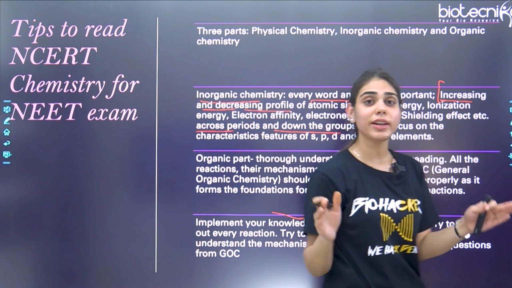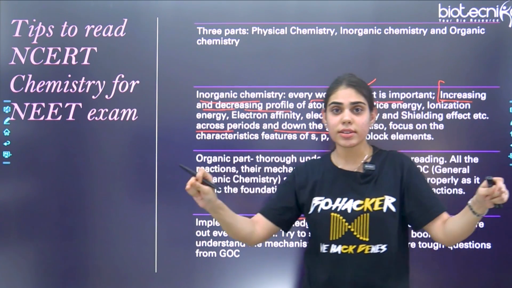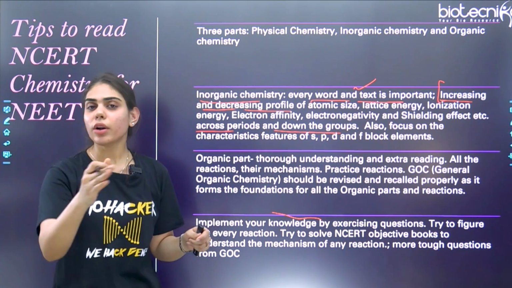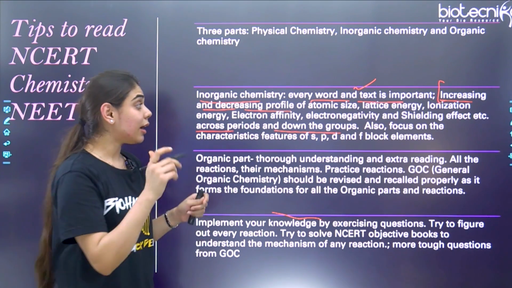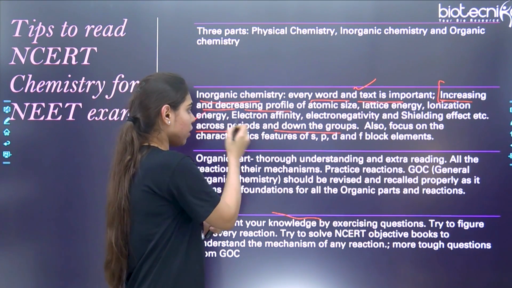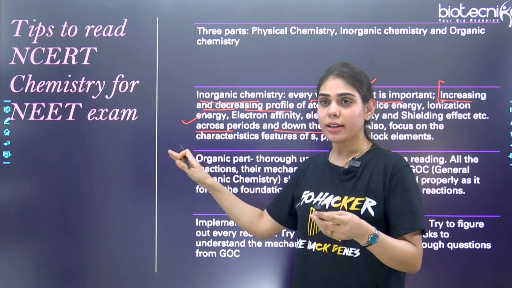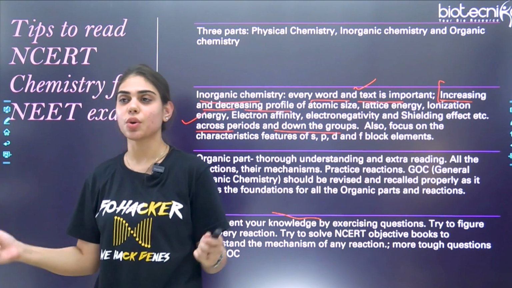So you always need to study across the period and down the group, because if you are doing so, only then will you be able to make the correct order of electron affinity, shielding effect, as well as ionization energy and so on.